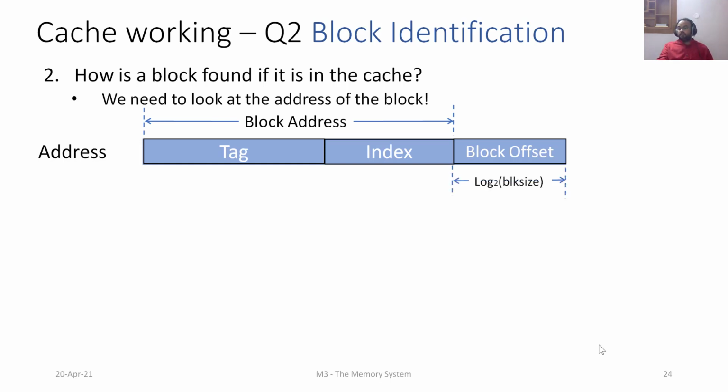Block offset: the number of bits that contribute to block offset is log 2 of the block size itself, right? And the number of index bits that we need is log of the number of sets, and the remaining bits are termed as tag.